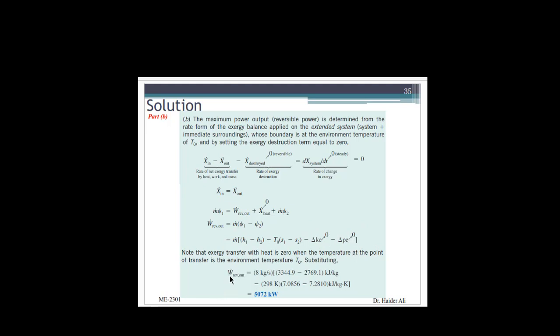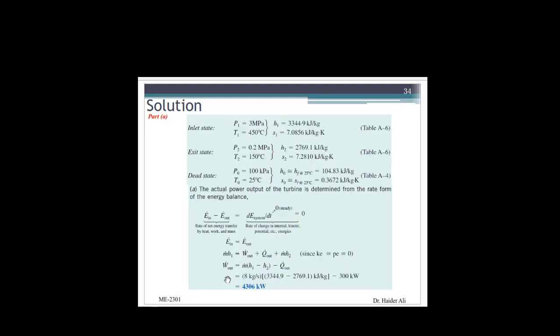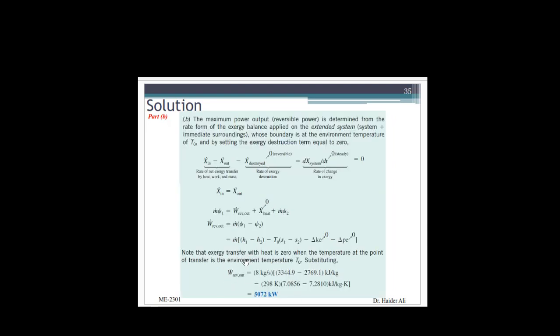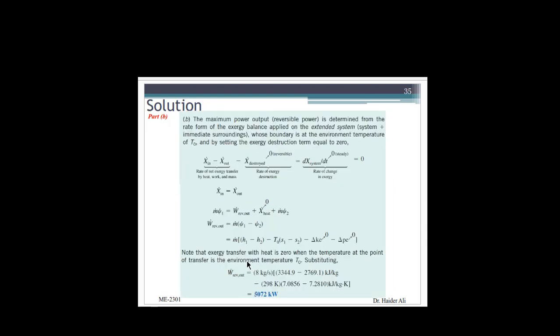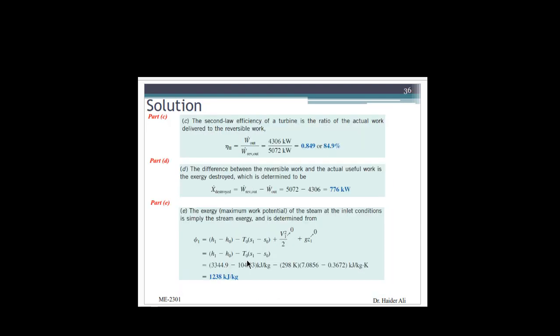So the reversible work output comes out to be 5072 kilowatts, which is greater than the actual output. This shows that the exergy available is greater, but we have a lesser work output in this case. Similarly, in the third part, we have to find the second law efficiency of the turbine, which is basically W dot output upon W dot reversible output, 4306 kilowatts upon 5072 kilowatts, which is 84.9%.